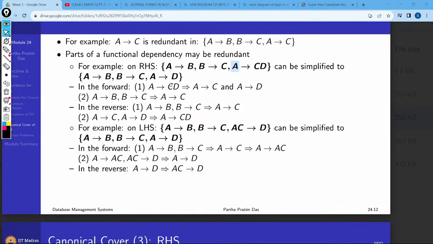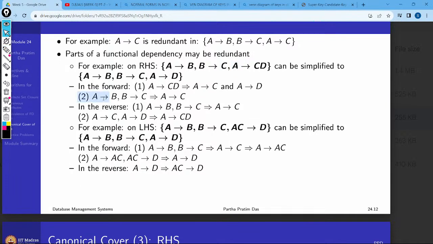Let me remove this. Let's take another example. If A arrow B and B arrow C implies A arrow C. Okay, yes. In reverse, A arrow B, B arrow C implies A arrow C. A arrow C, A arrow D implies A arrow CD. Yes, this is the transitive thing that we learned earlier on. So you have to check this twice, in the forward manner and in the backward, reverse manner. So let's take another example for LHS.